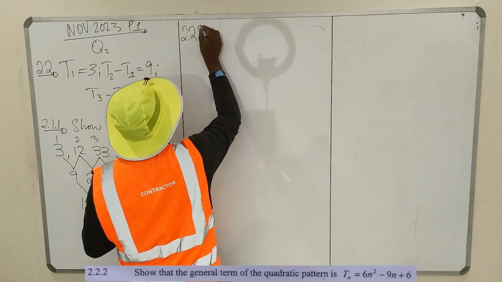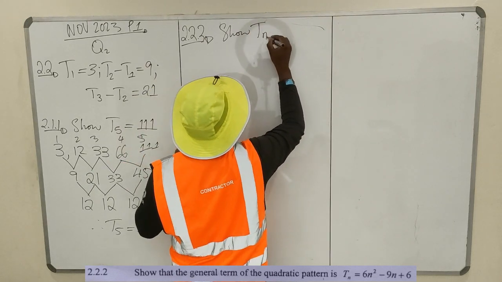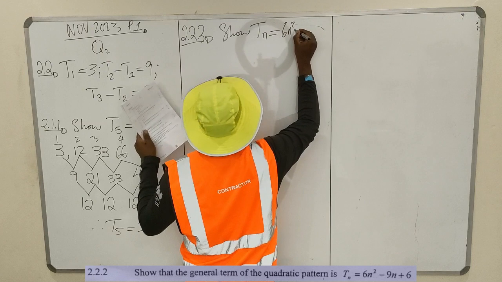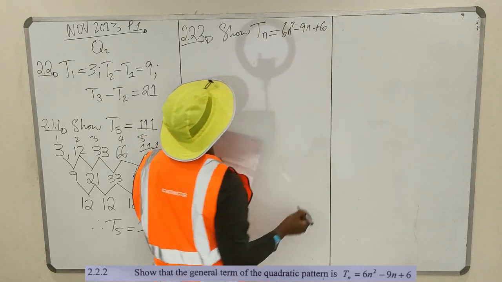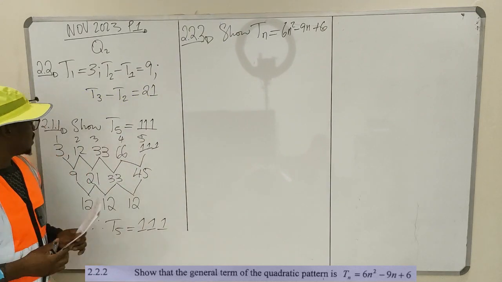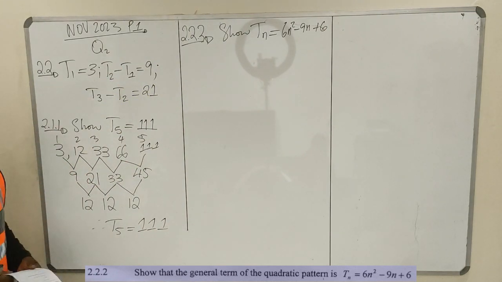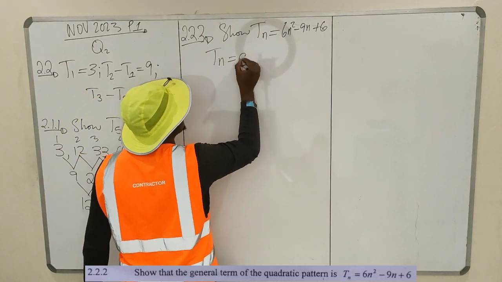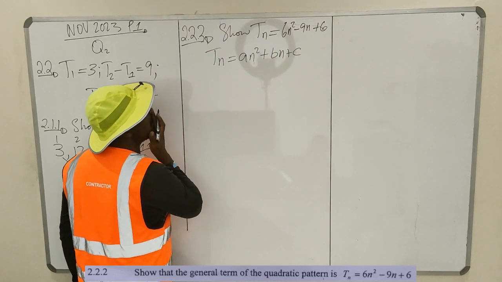They are saying show that the general term Tn is equal to what? 6n squared minus 9n plus 6. This is what they wanted to show. They are saying show that the general term of this sequence is that. So, we know the general term is in the form an squared plus bn plus c, right?